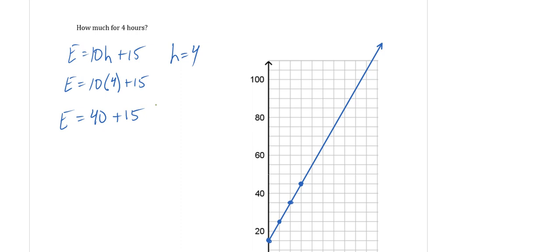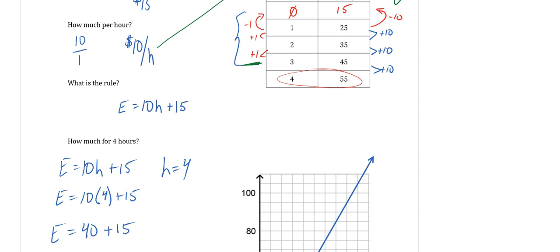If I change this to 9 hours, what's it going to be? It's going to be 90. That's still 15. If I change it to 20 hours, what's this going to be? 10 times 20. That part is still 15. I just add the 15 on at the end. This is the pattern in a linear relation that's so important. And what is 40 plus 15? 55. Therefore, $55 in 4 hours. And that matches the table.